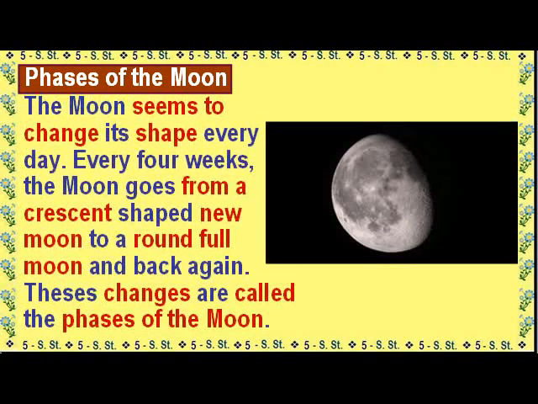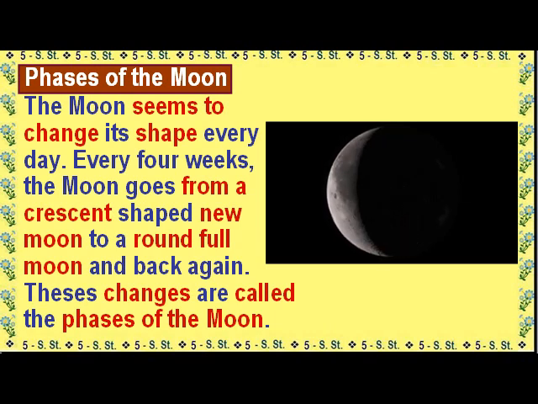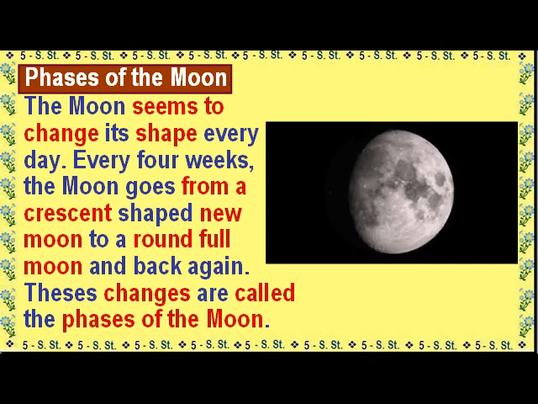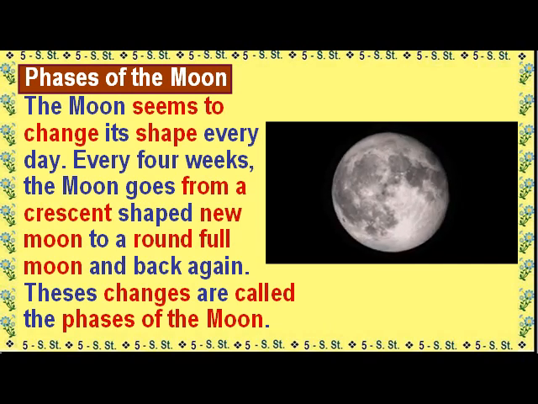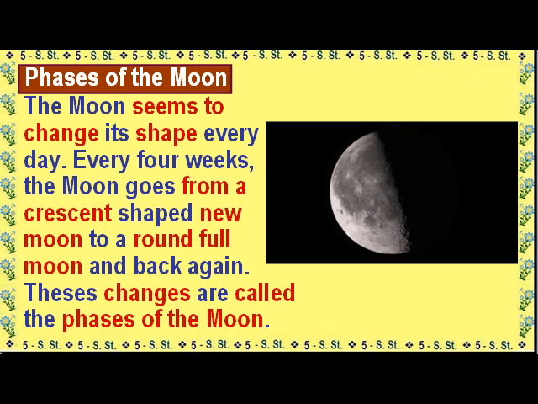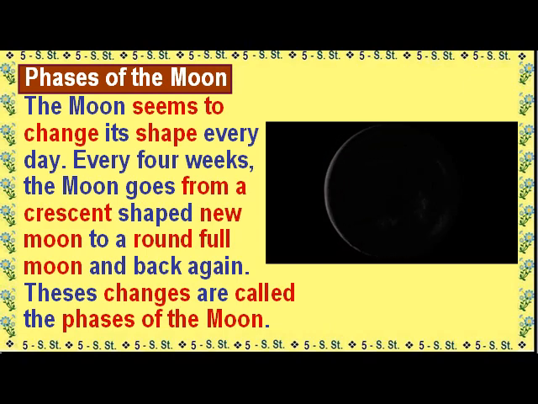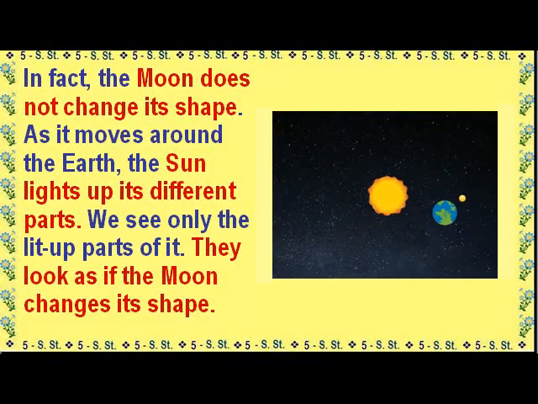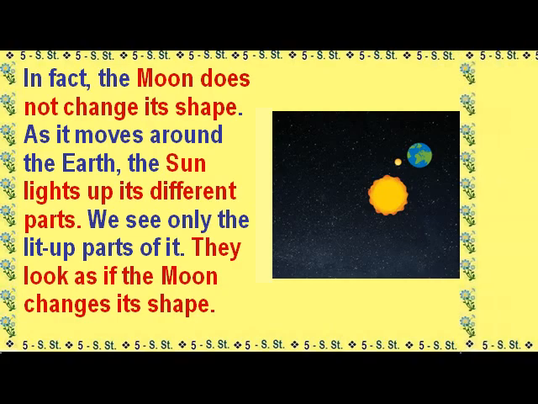Phases of the Moon. The Moon seems to change its shape every day. Every 4 weeks, the Moon goes from a crescent-shaped new moon to a round full moon and back again. These changes are called the phases of the Moon. In fact, the Moon does not change its shape. As it moves around the Earth, the Sun lights up its different parts. We see only the lit up parts of it. They look as if the Moon changes its shape.